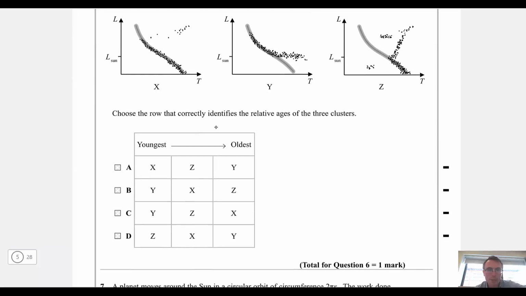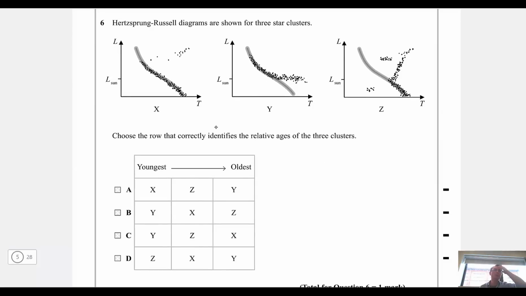Okay, next one. I really like this one. So you've got an HR diagram, clearly shows, choose the row that correctly identifies the relative ages of these star clusters. So we have to go from the youngest to the oldest. This one here is the only one that has white dwarfs, so probably a good way of answering this is to just think, okay, well, the white dwarfs are going to have to be the oldest stars, so I'm going to go for B being the correct answer.